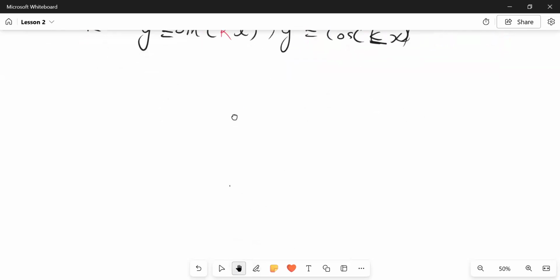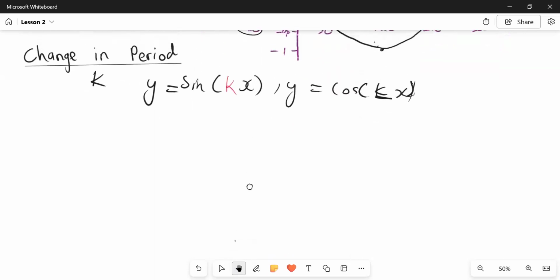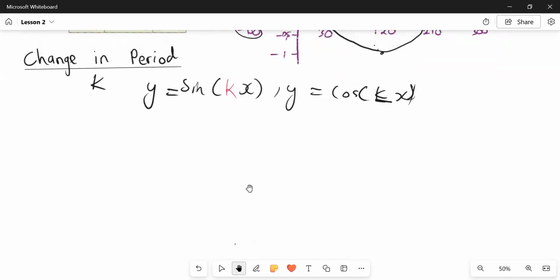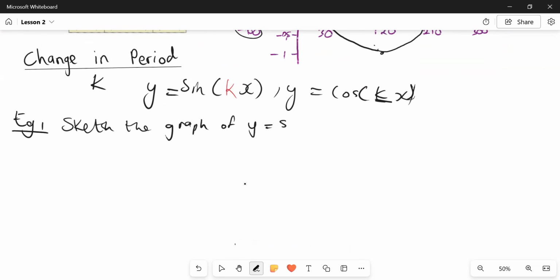Let's see if we can have an example related to this. Let me find the example quickly for you guys. Yeah, here's example 1. On our example 1, they're saying sketch the graph of y equals sine 2x.